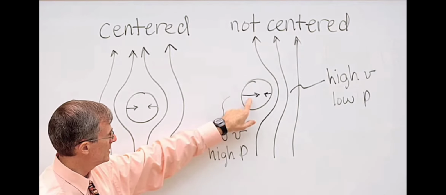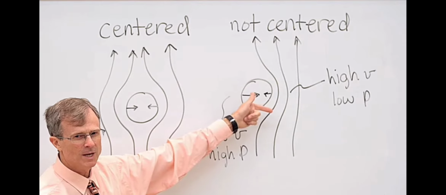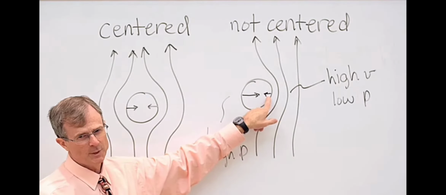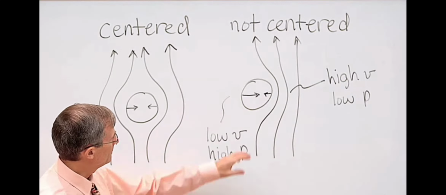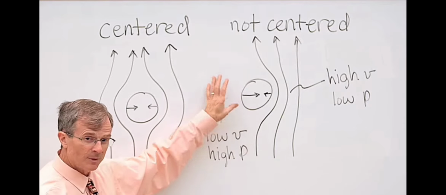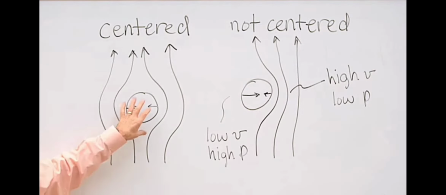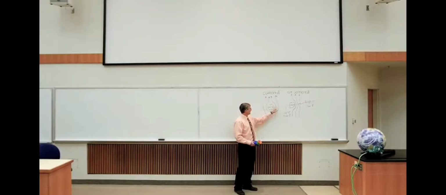So this arrow represents the atmospheric pressure pushing the ball to the right, and this represents the less than atmospheric pressure that tries to push the ball back to the left. The atmospheric pressure from the left wins and pushes the ball back into the centered configuration, where now you've got equal pressures on each side and the ball is happy.